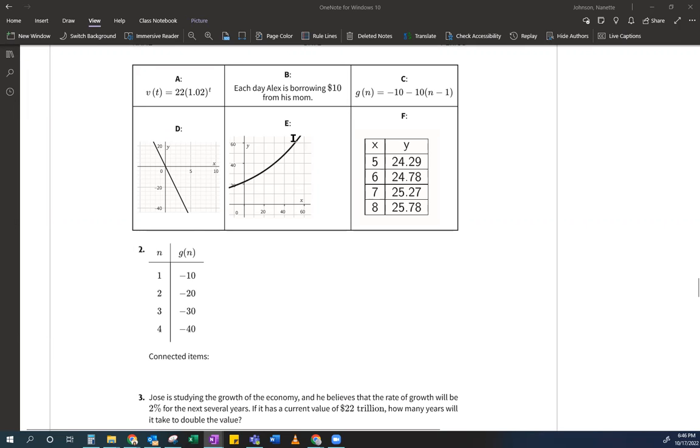Okay. I think it might be this E. And if I look at this 22 trillion, that looks like it's about 20 something. So 22 trillion, 22, that may be it. Okay. So then it has nothing to do with Alex. So I already know it's not going to be B.